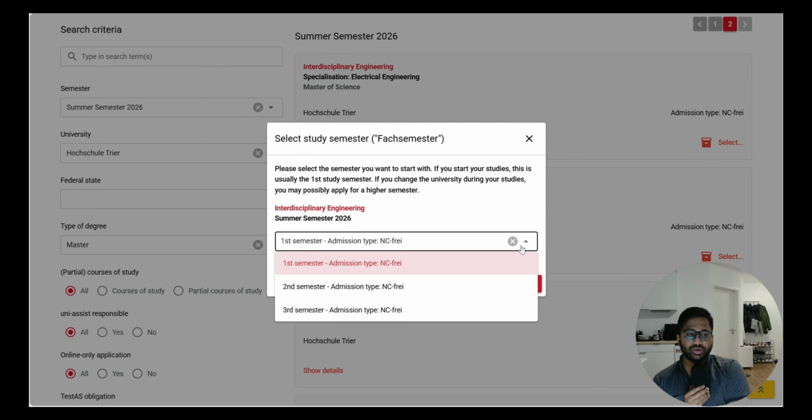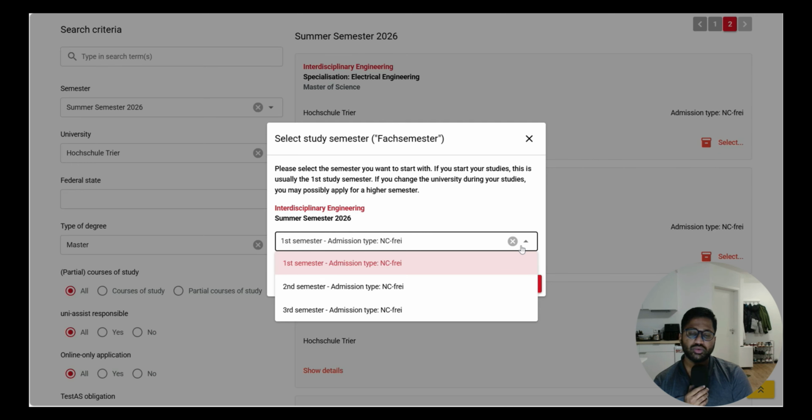As I told you, NC-free is nothing but a free admission. Whoever has the requirements fulfilled will get an admission, up to 120, I guess. NC is nothing but restricted admission, so they will only have seats for around 30 people. Even though 50 people have the requirements met, all these 50 people will go through some restrictions. For example, it could be an aptitude test or an interview. Then they will give 30 admissions depending upon that. So that's the difference between NC and NC-free.